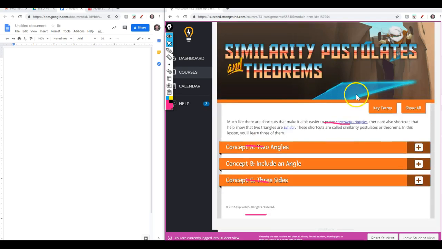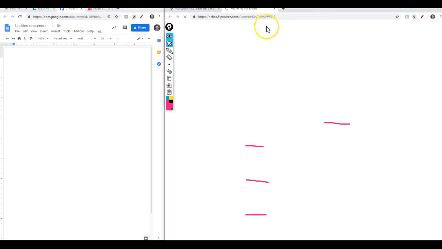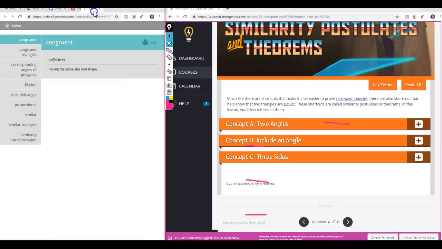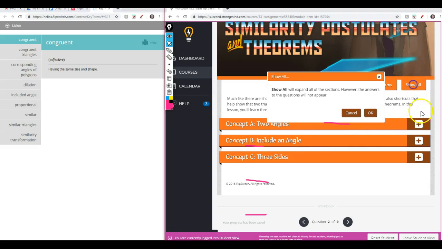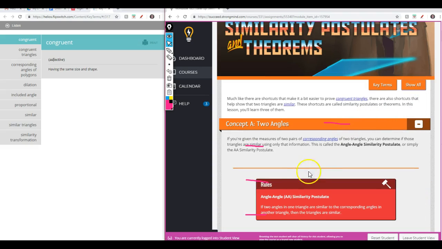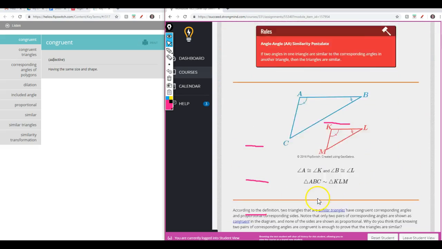One way you could do this to eliminate is just click on key terms, and I'm actually going to drag it over here, and not listed in that. So if I just scan on this concept A, two angles, so that would be angle, angle. Concept B is include an angle. I guess I could click on show all. So there's the angle angle similarity postulate, so that is a rule.